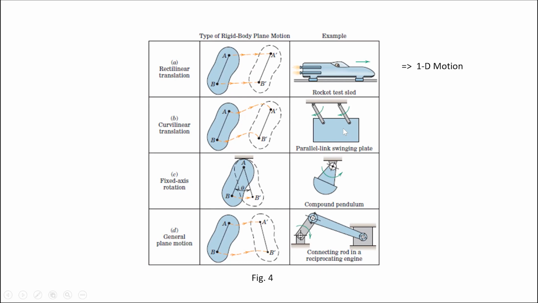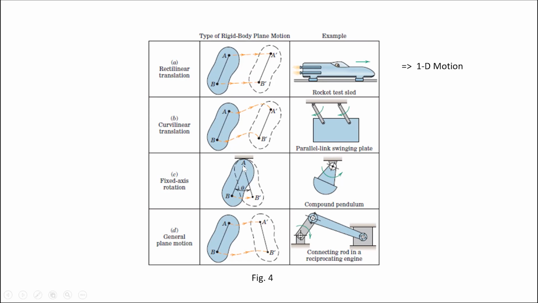And this is the example which we have taken. So this is a curvilinear translation. And the top one is really a rectilinear translation, which we can even construe as a 1D motion, right? Every particle here is having a motion in the x direction only. Then the other example we have seen is a rotation.